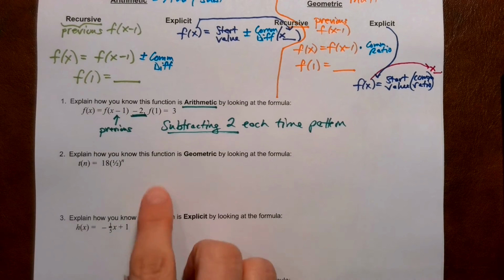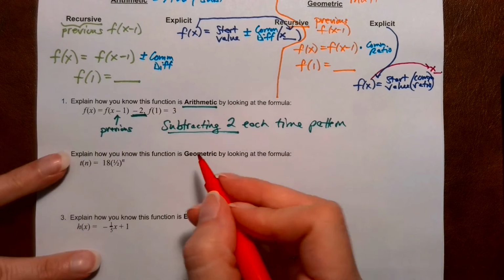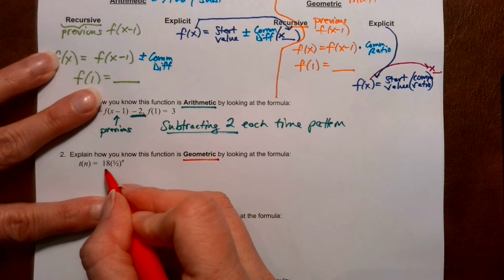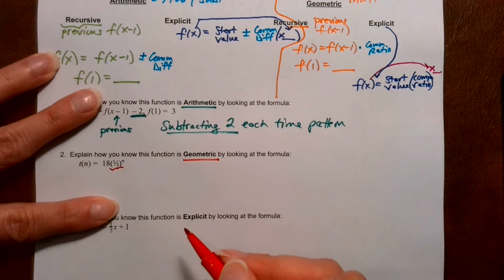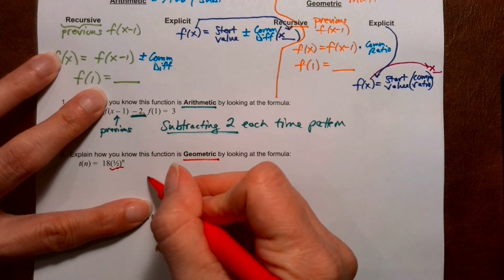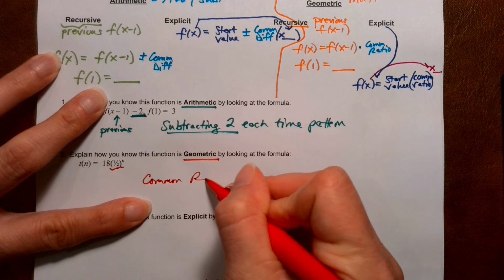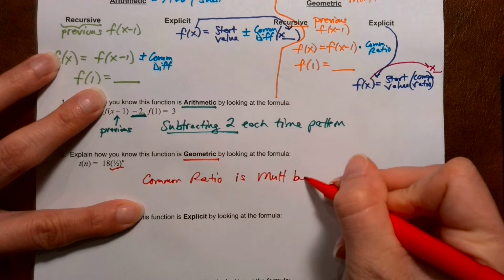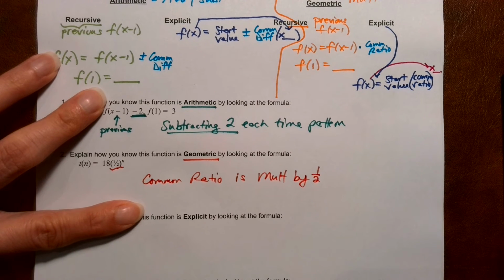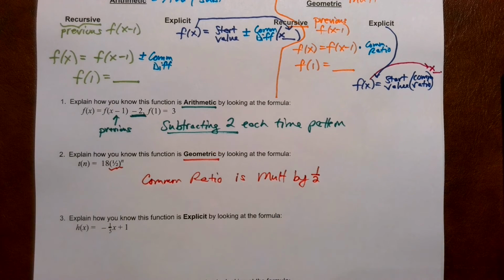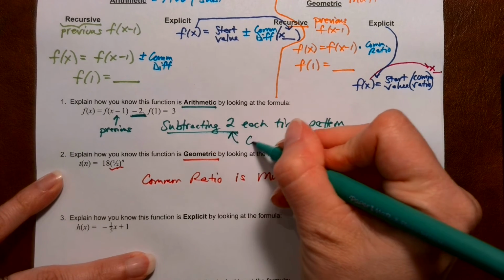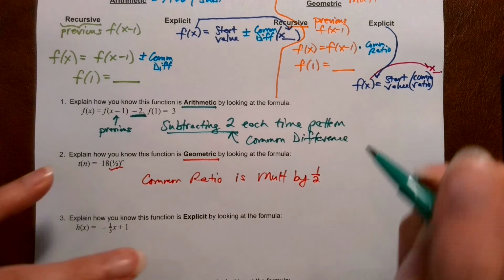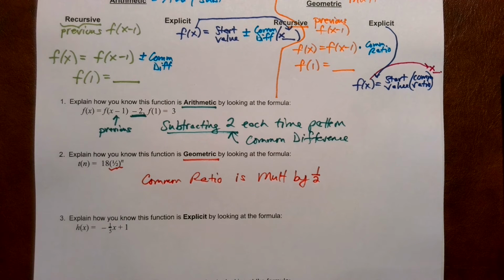Let's take a look at number 2. How do I know this one is geometric? Geometric means it's a multiply or divide pattern. I notice here that it starts with 18, and we have a 1/2. So I know it's geometric because the common ratio is multiply by 1/2. I also up here could have said subtracting 2. I could call this the common difference, because the common difference is subtracting 2.